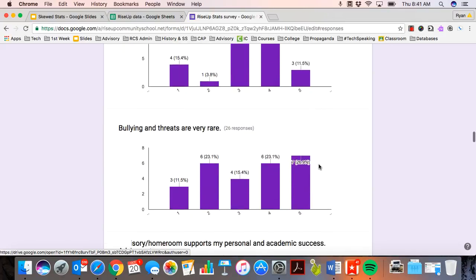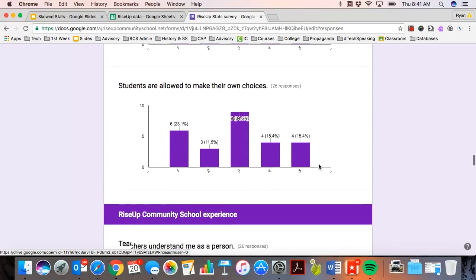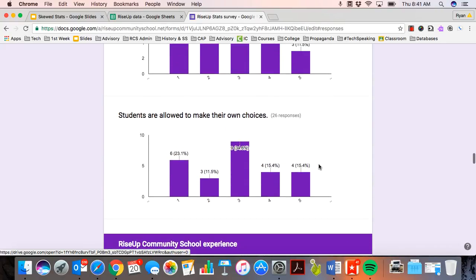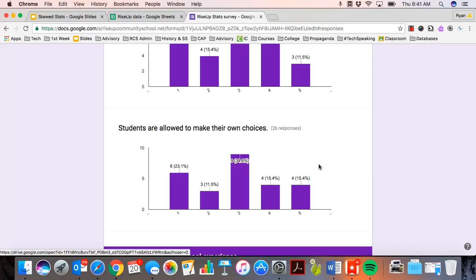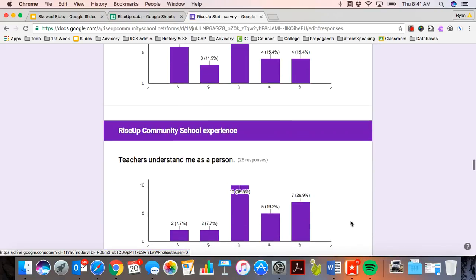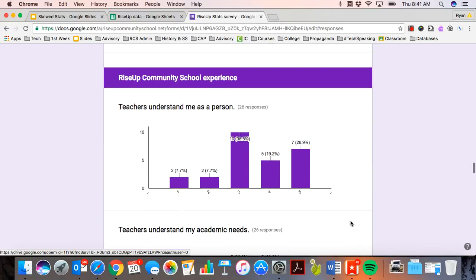If you flip through your packet, or as I'm scrolling down the screen, you'll get to the bottom, and the last question we asked you about your last school was, students are allowed to make their own choices. Do you strongly disagree or do you strongly agree? And then here's the same exact questions. So what you can do using this packet is compare the same question and see how students answered about Rise Up versus, so let's look at this one.